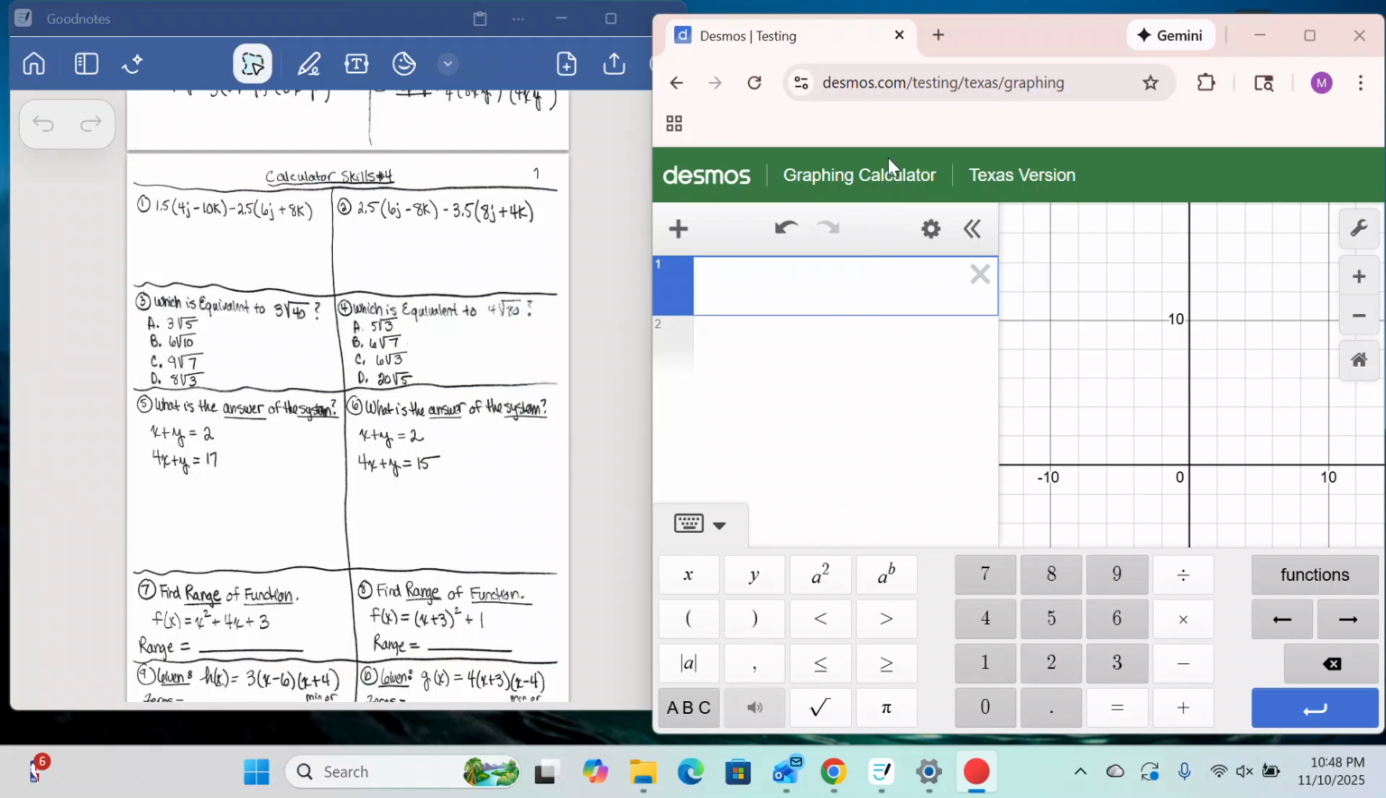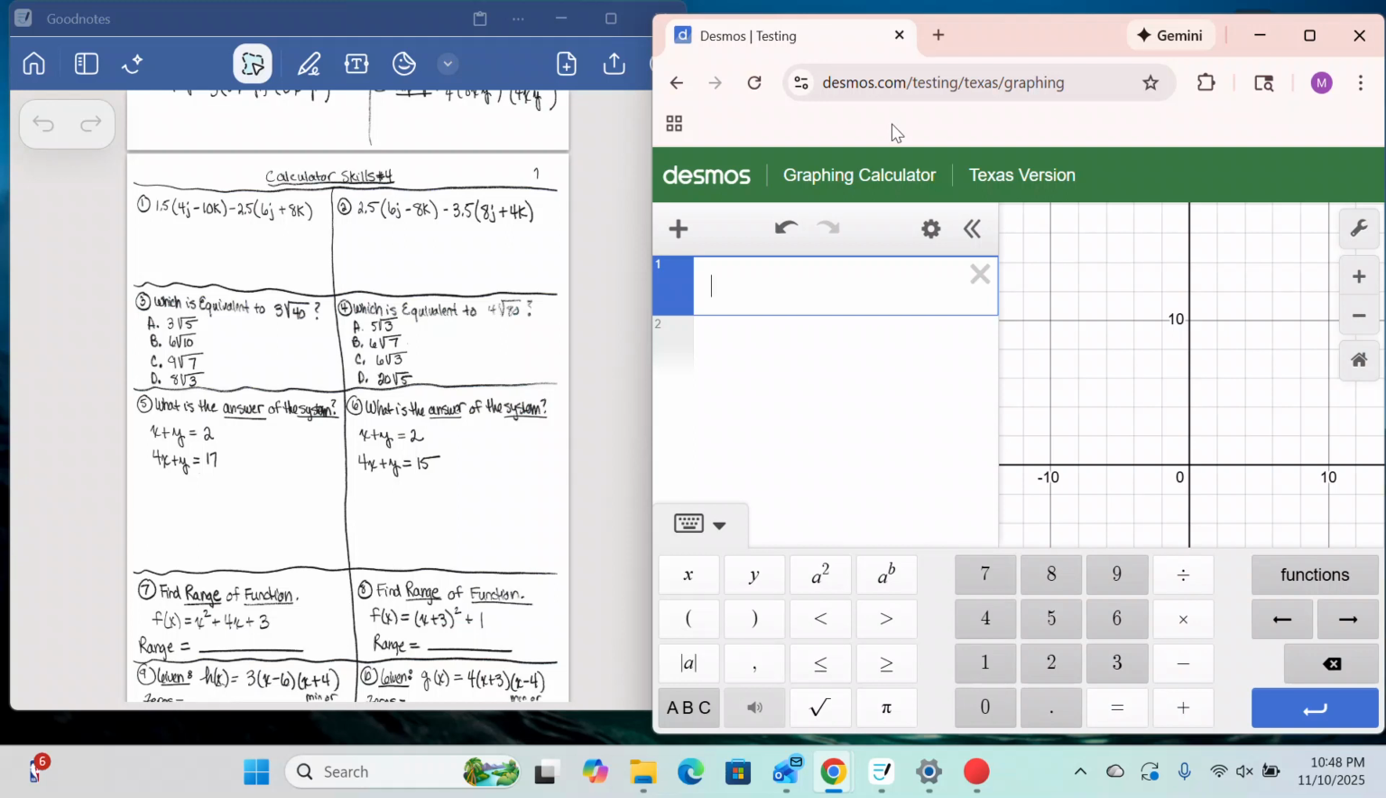Today we will be going over calculator skills number 4, which is exactly STAAR aligned to our STAAR test. What I have done is generate some questions that are very similar to some of our previous STAAR assessment questions. I've designed these calculator skills for you to get a lot of practice with Desmos. Problem 1 we do together, and then problem 2 you can do independently.